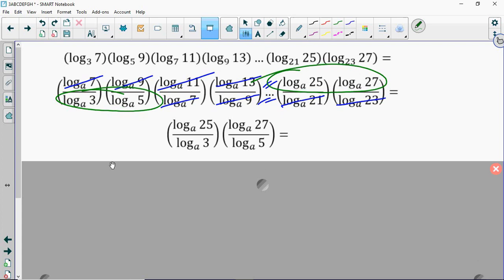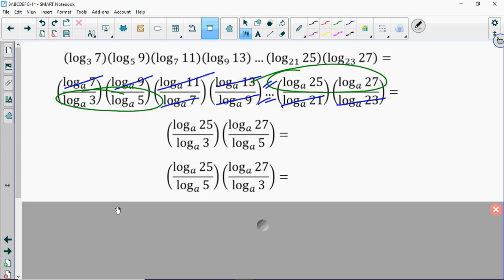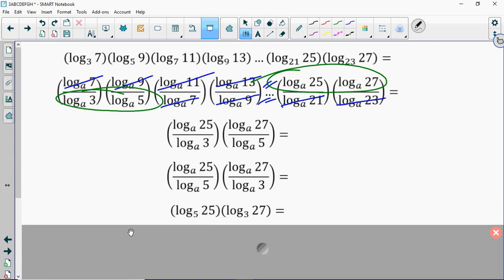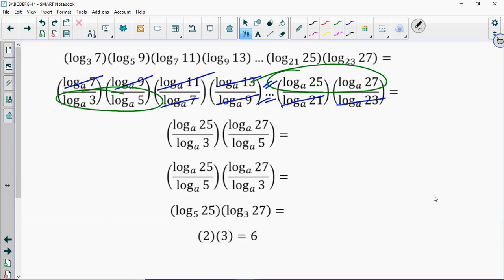Well, what do we do now? Well, look carefully. 5 and 25, those share something, right? Isn't 25 a power of 5? Oh, and 3 and 27. 27 is a power of 3. This is great. So if we reorganize things just using some basic algebra, we can then use the change of base formula again, backwards, to get two expressions that are easy to simplify. This is just 2 times 3. The answer is 6. I like that problem a lot.